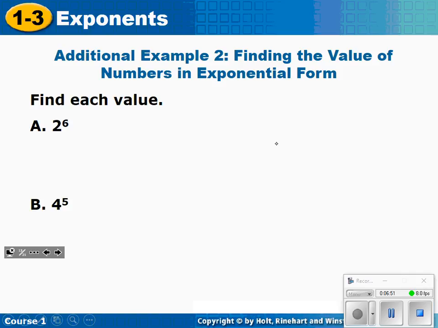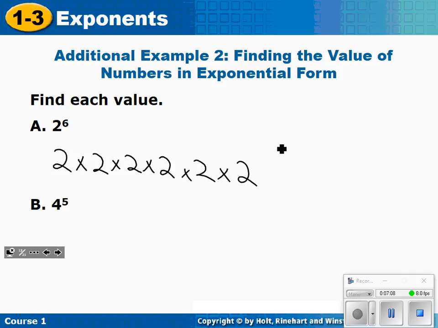don't tell me that this one is 12. This means 2 6 times. 2 times 2 times 2 times 2 times 2 times 2. Should have 6 of them, right? 1, 2, 3, 4, 5, 6. That's what that means.